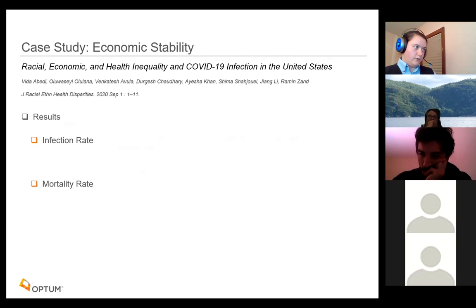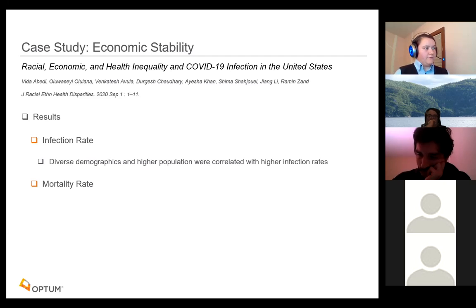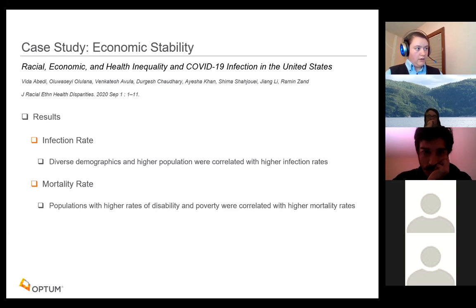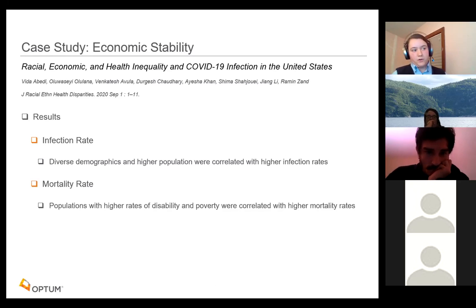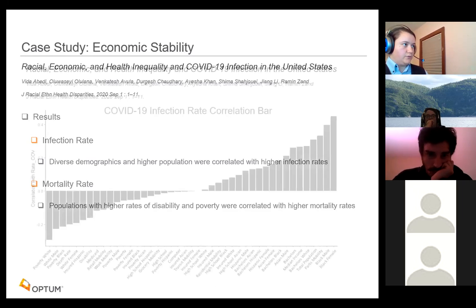So what they found was quite interesting. The infection rate was positively correlated with diverse demographics and higher populations. Intuitively, this makes sense. Places with more people might have a higher likelihood of having a higher infection rate. What's pretty interesting, though, is the same variables do not positively correlate with mortality rate. Populations with higher rates of disability and poverty were positively correlated with higher mortality rates. So let's just jump into some visuals of this.